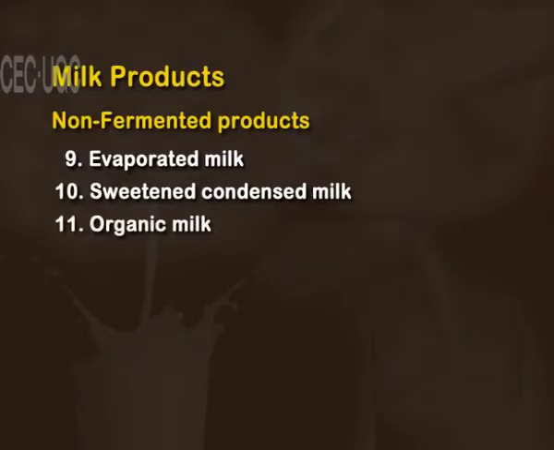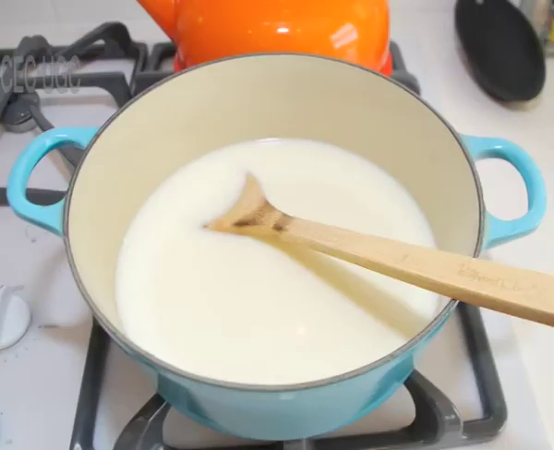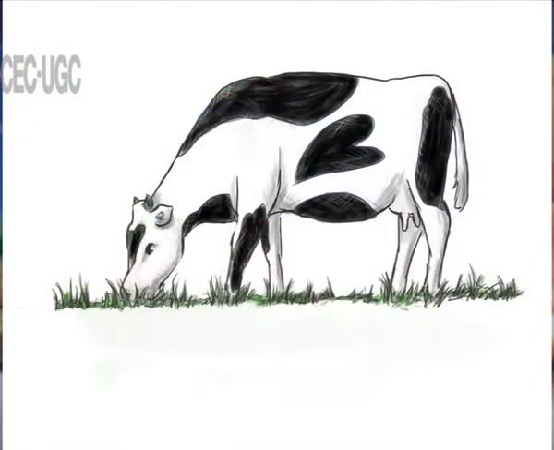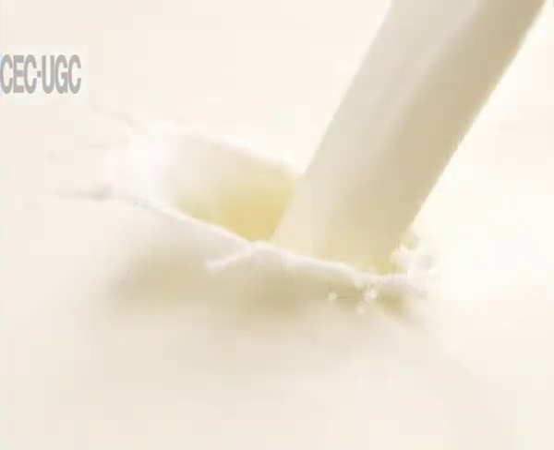Now organic milk is the one which is becoming popular nowadays. Here the milk is obtained from either buffaloes or cows which have grazed on pasture to which no chemical pesticides or fertilizers or agrochemicals have been added.